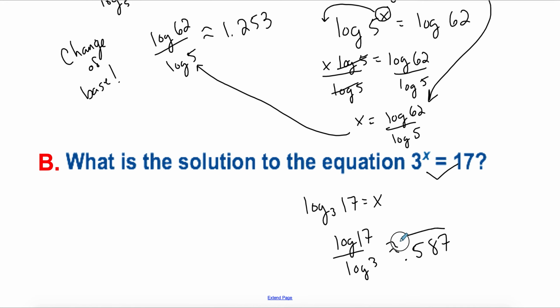And I like to go to 3 decimal places. Okay, that's just a preference with logarithms. I think 2 is not enough. 4 can start to be too many, so 3 is a happy medium. Okay?